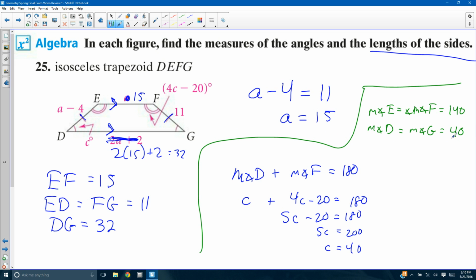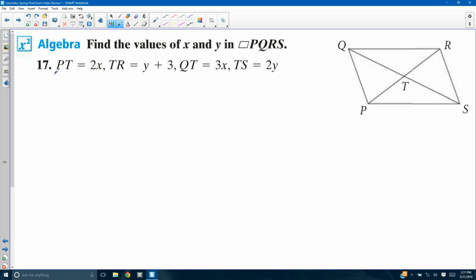So if you want to confirm this one, if you add both of these 40s, 40 plus 40 is 80, and 140 plus 140 is 280, 280 plus 80 is 360, and that's what should happen in all quadrilaterals. Their interior angle sum, as well as their exterior angle sum, actually, should be adding up to 360 degrees, and it does. All right, this one, I believe, is in section 6.2.